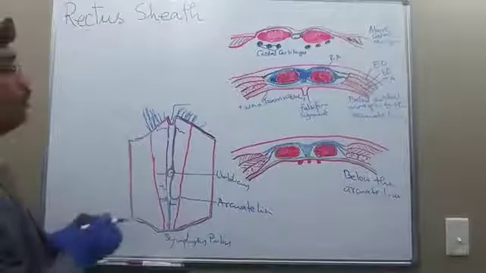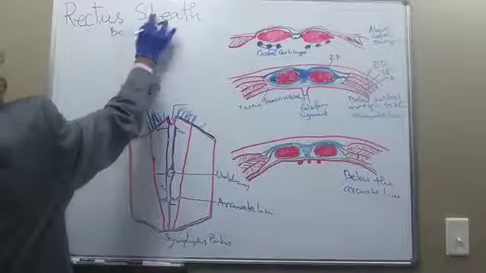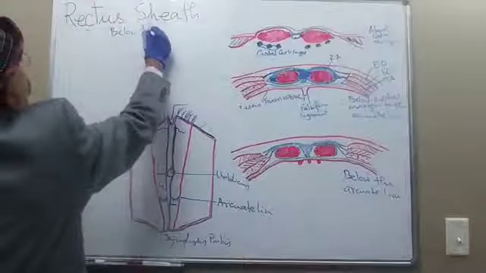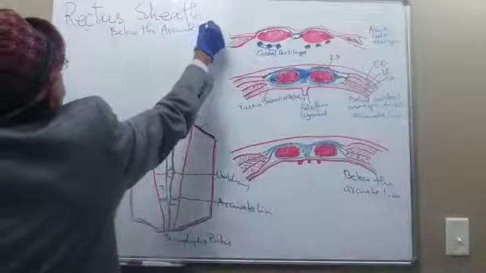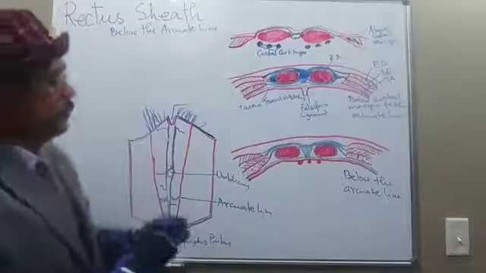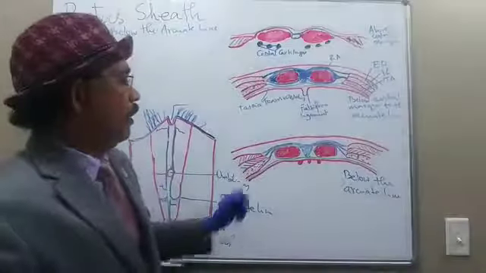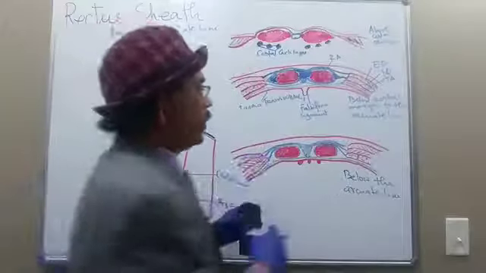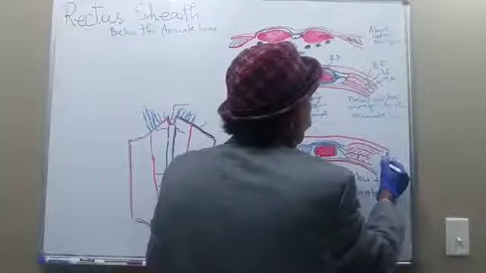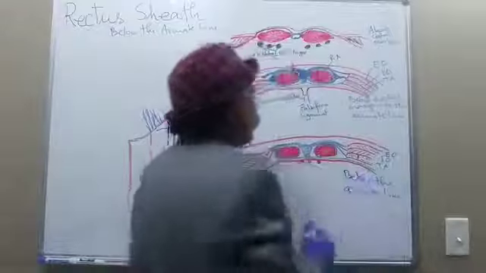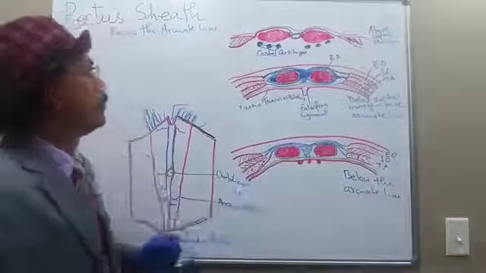How about the rectus sheath below the arcuate line? Below the arcuate line. Okay, that is below the arcuate line. Here, aponeurosis of external oblique, internal oblique, transversus abdominis, all aponeurosis will go in front of the rectus abdominis muscle.